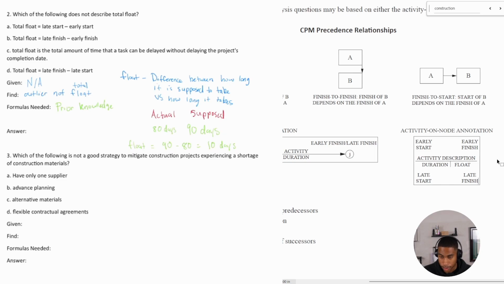Okay, so similar to that, let's look at our answer choices and see if there's one that makes sense. Total float equals late start minus early start. Okay, so that's the difference, so yes. Total float is late finish minus early finish. Yes. Difference in timing. So one's early, one's late, which gives us some room, right? Total float is the total amount of time that a task can be delayed without delaying the project's completion date.